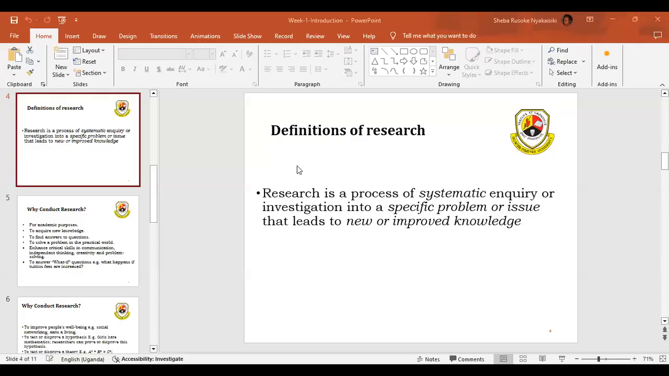Are you all able to see the screen? Yes. Hello, are you all able to see the screen? Yes, madam. Okay, let us begin.